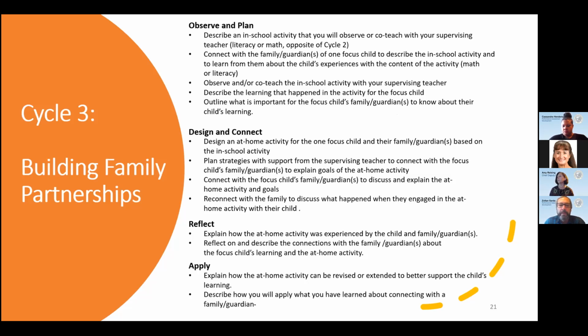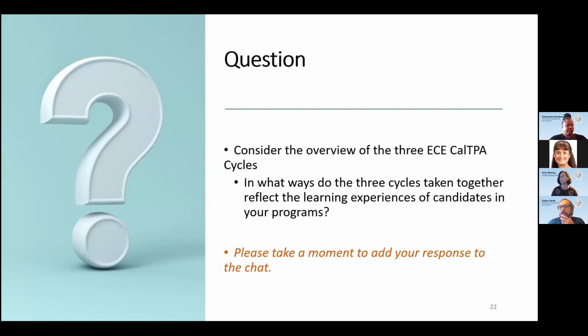And then finally, the apply piece, they're going to think about, again, 2 things based on what they reflected on. Thinking about how they might revise or extend that activity in the future, either make it more applicable for the child or more clear for the family or some aspects such as that. And then the last piece is they're going to think about what those connections with the families were like, and how might they go about making those connections with families and guardians stronger and more useful and purposeful. So with that, I'll turn this over to June.